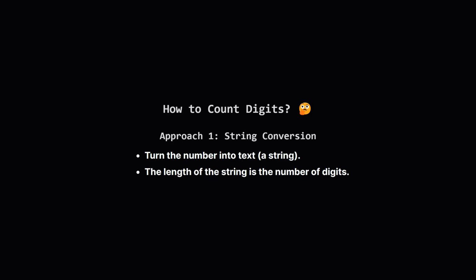So the core of the problem is figuring out how many digits a number has. How can we do that? Well, one really straightforward way is to just convert the number into text. You know, like turning the number 123 into the string "123". Once it's text, most programming languages let you easily find its length. The length of the text is 3, which is exactly the number of digits.